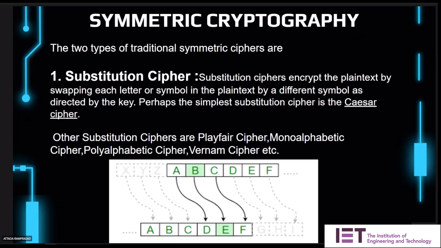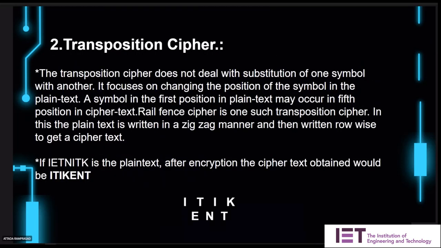Let us now look into another class of ciphers, which is the transposition cipher. The transposition cipher doesn't deal with the substitution of one symbol with another. It simply focuses on changing the position of the symbols in the plain text. A symbol in the first position in the plain text may occur in some other position in the cipher text. So rail fence is a well-known example of such a transposition cipher.